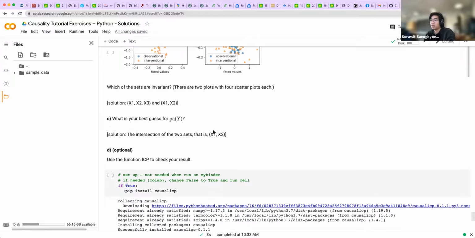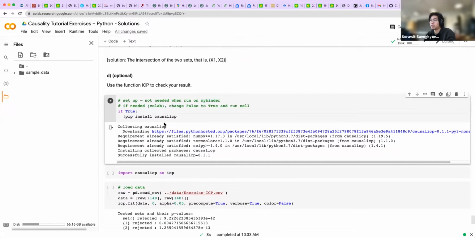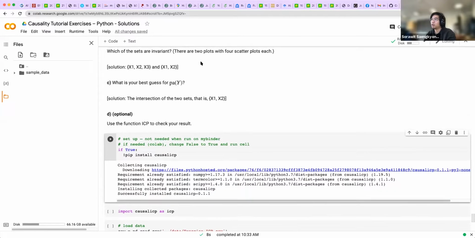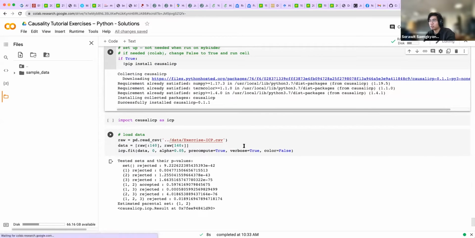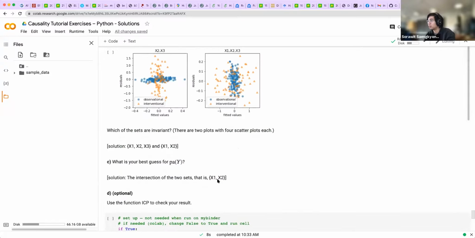Okay. And optionally, you can also try to run the ICP code to check whether your reasoning is correct or not. You can check it, and the ICP will also output that the estimated parental set is the set of 1 and 2. So this is the one ICP will return.